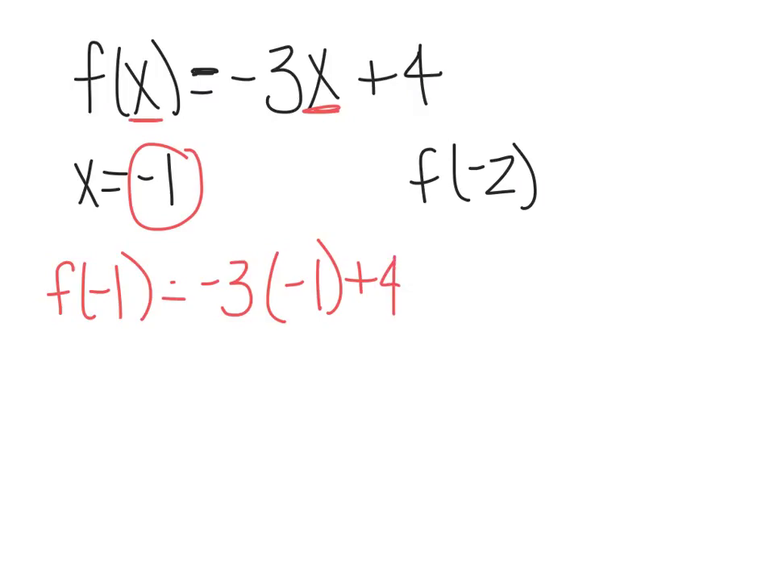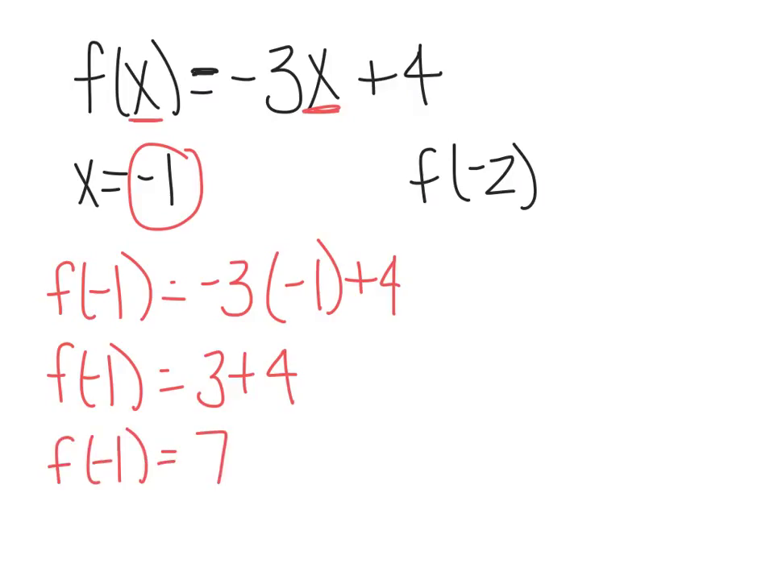So we can work out the right side. Negative 3 times negative 1 is positive 3, plus 4, and 3 plus 4 is 7. So that tells us that f of negative 1 is 7. We could also say that there's an ordered pair, negative 1, comma 7, that is on this line. We're going to do the same thing with our other one.